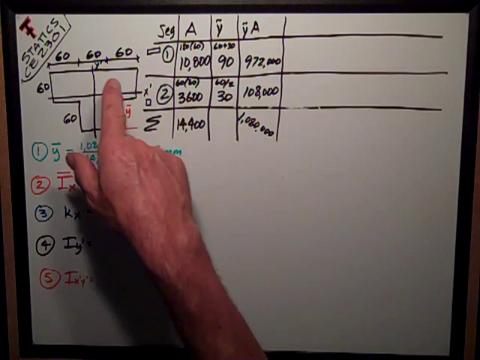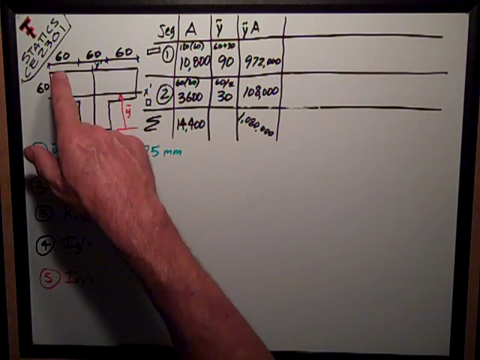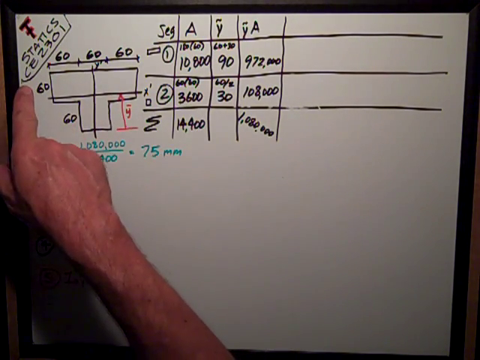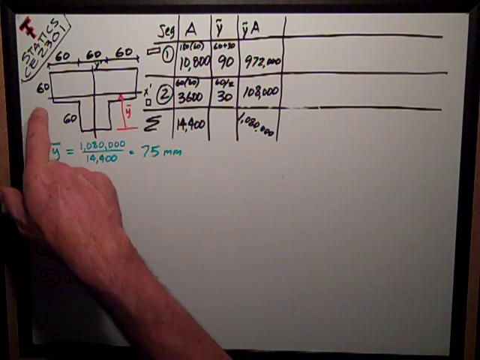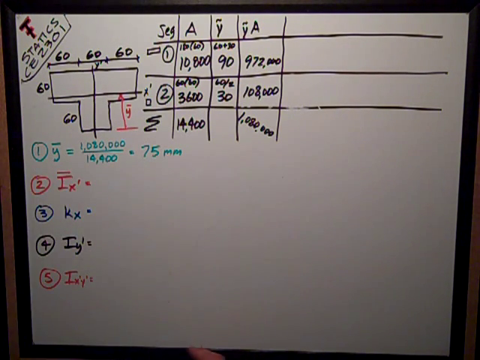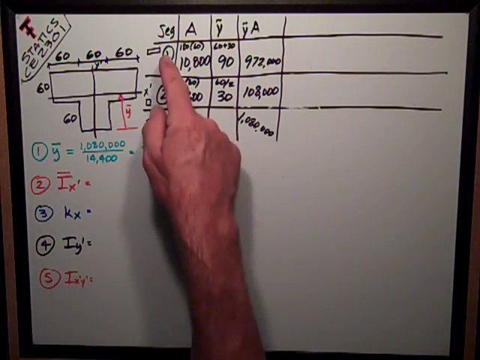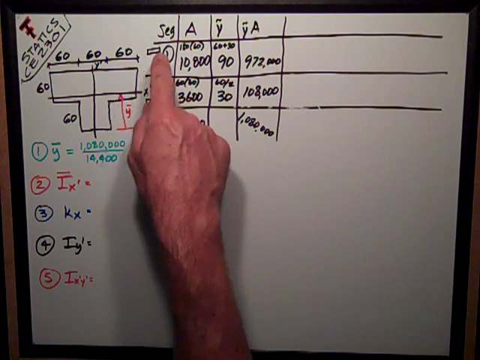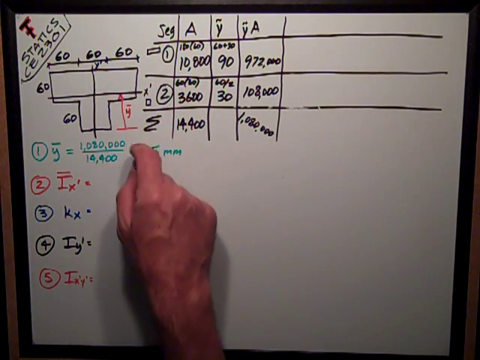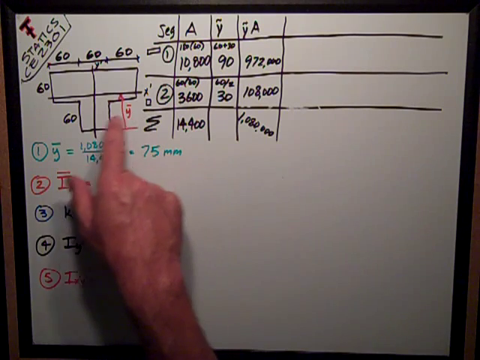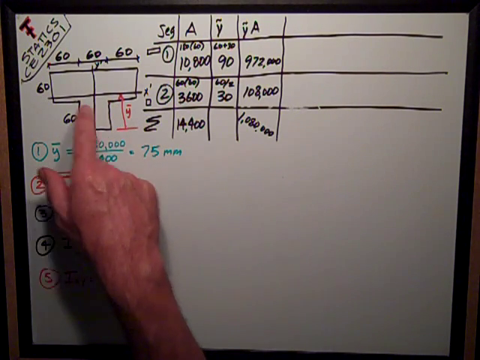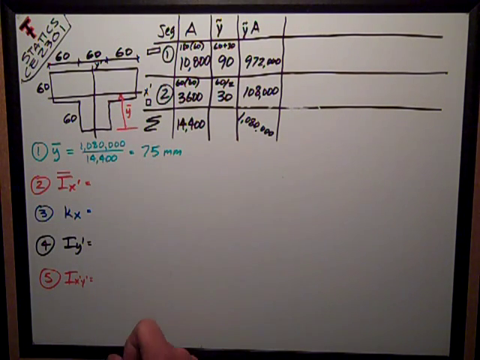The dimensions are all in millimeters: 60, 60, 60. The height is 60 and 60. So the first thing I want to know is Y bar. I'll break it up into two segments. I call segment 1 this horizontal rectangle, and segment 2 this little square down here that's 60 by 60. My areas are as shown.